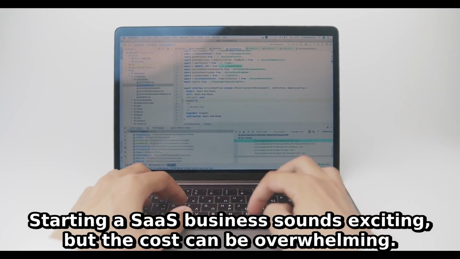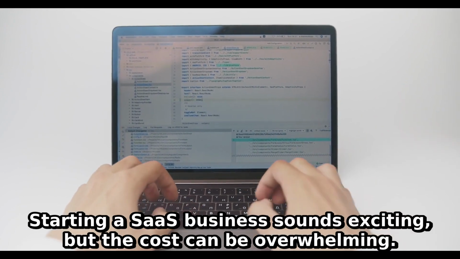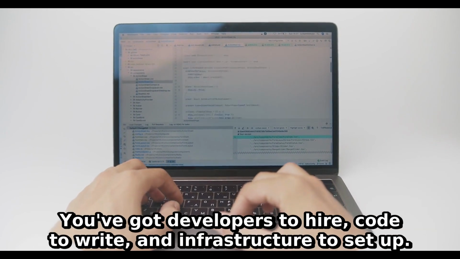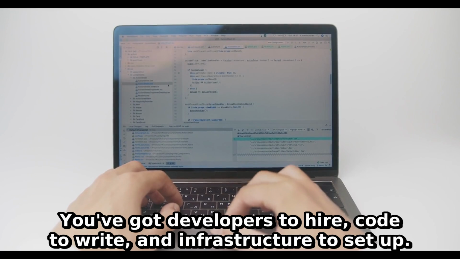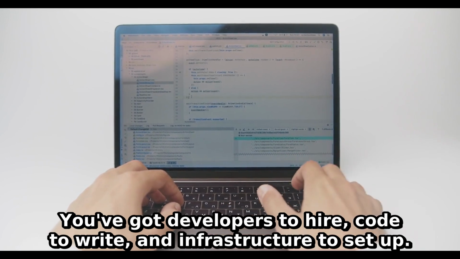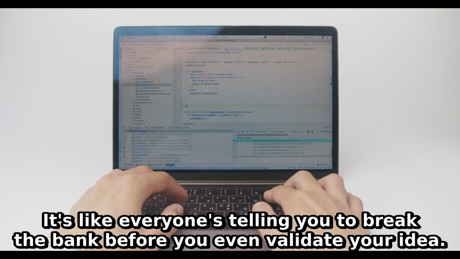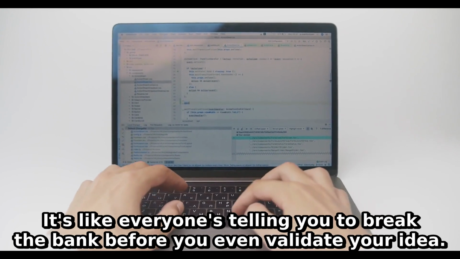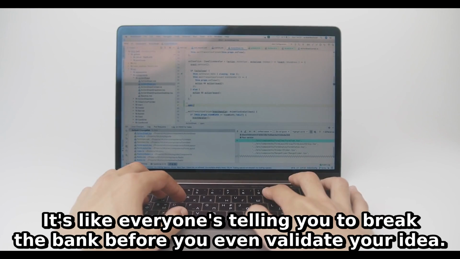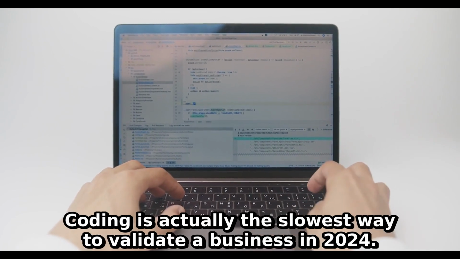Starting a SaaS business sounds exciting, but the cost can be overwhelming. You've got developers to hire, code to write, and infrastructure to set up. It's like everyone's telling you to break the bank before you even validate your idea. Coding is actually the slowest way to validate a business in 2024.